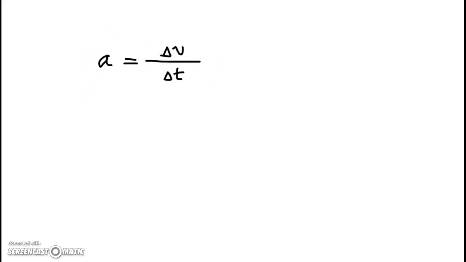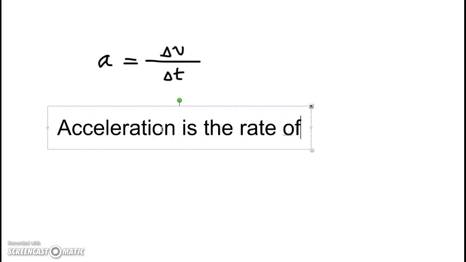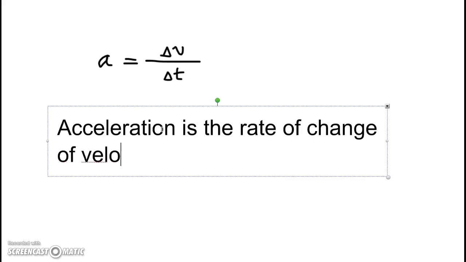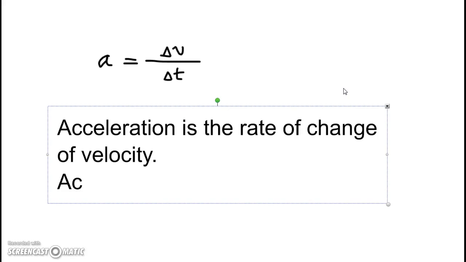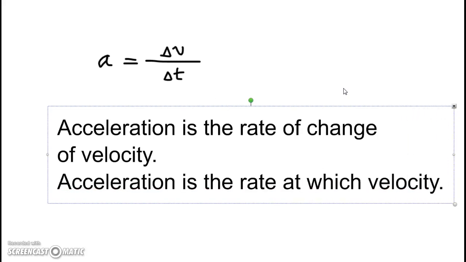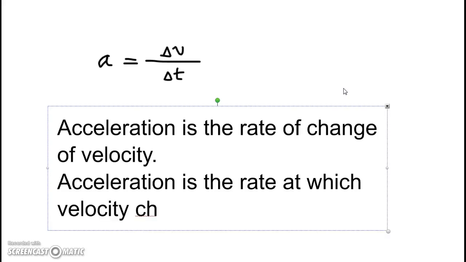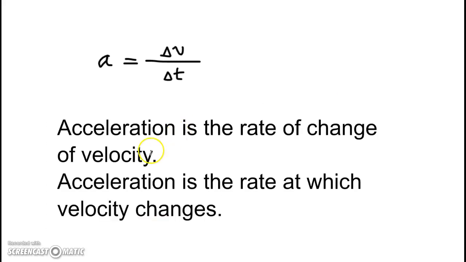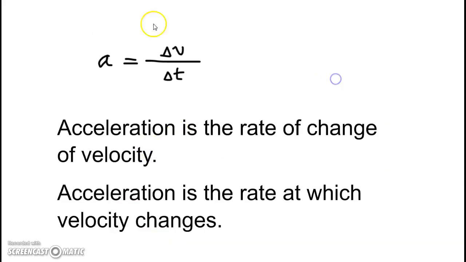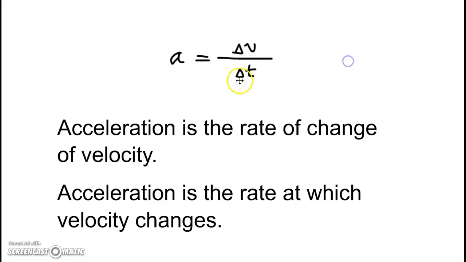That's what acceleration measures. And our definition for acceleration is: acceleration is the rate of change of velocity, or you could likewise say acceleration is the rate at which velocity changes. Two acceptable definitions, and we now have another quantity in our bag of tricks.